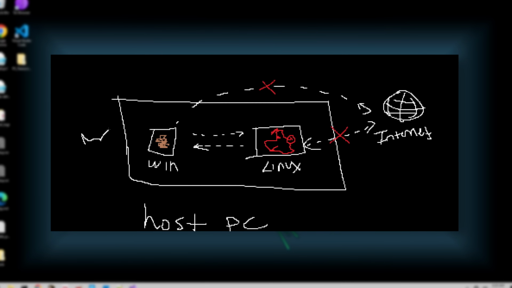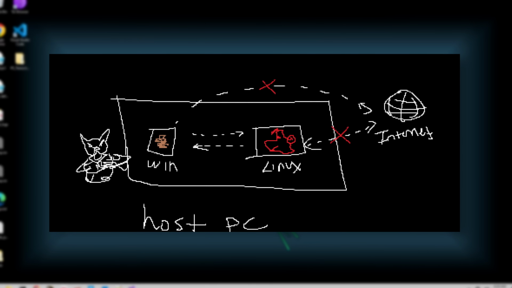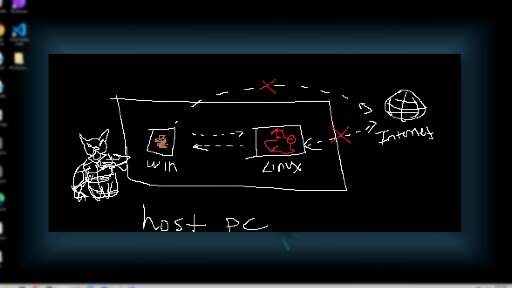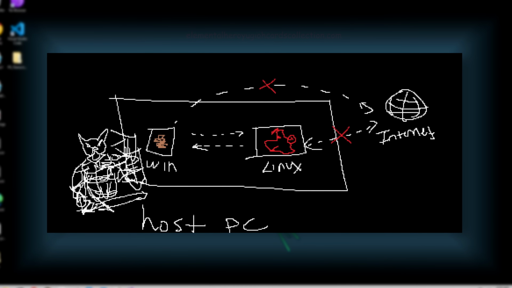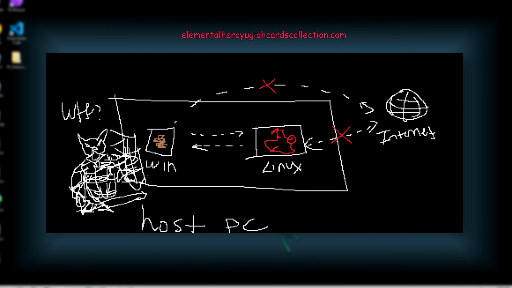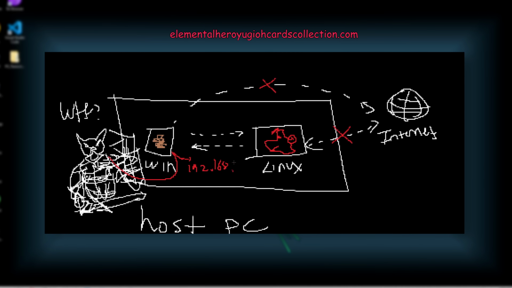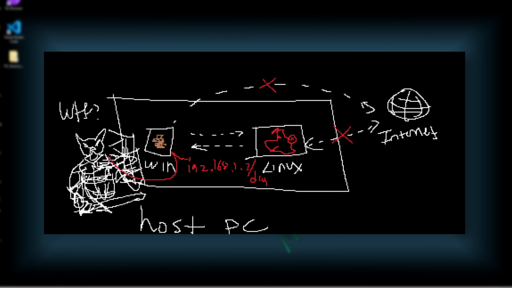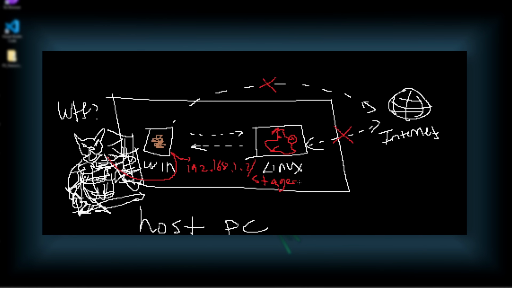For instance, if we have a file called notmalware.exe or something like that, and we execute it during our dynamic analysis steps, and somehow it reaches out and it's trying to call a domain, I don't know, elemental hero Yu-Gi-Oh cards collection.com. Something obviously nefarious because no normal human being would go on there. We would be able to see that from our Linux machine if we set up a tool called inetsim, which we will do in the next video because right now this is going to get too congested.